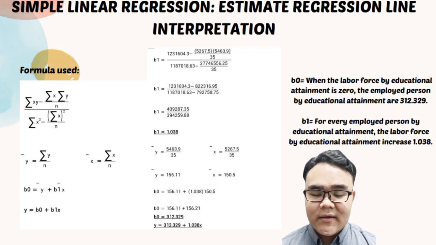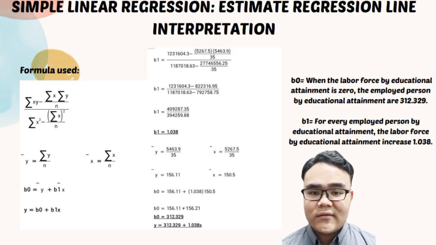As you can see here, this is the formula used for the linear regression calculation, which is the sum of XY minus the sum of X times sum of Y over N, divided by sum of X square minus sum of X square over N. Next, b0 is Y minus b1X, to get Y equals b0 plus b1X. This is the calculation where b1 is 1.038 while b0 is 312.329, and we get the full answer: Y equals 312.329 plus 1.038X.